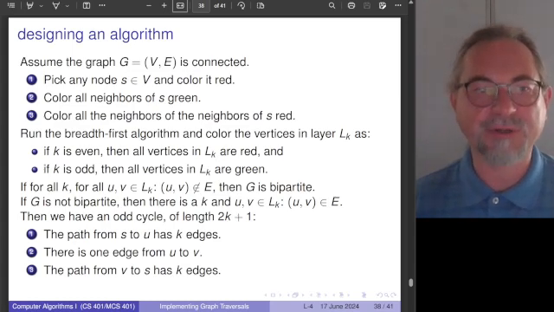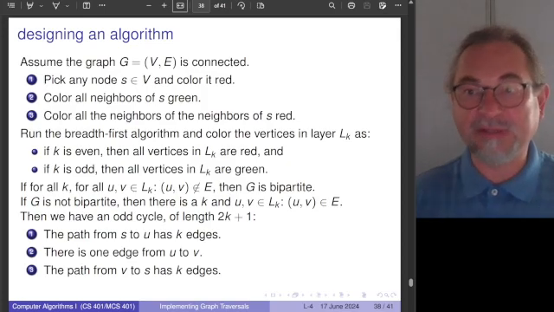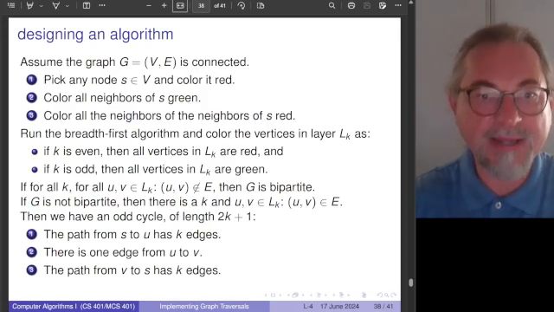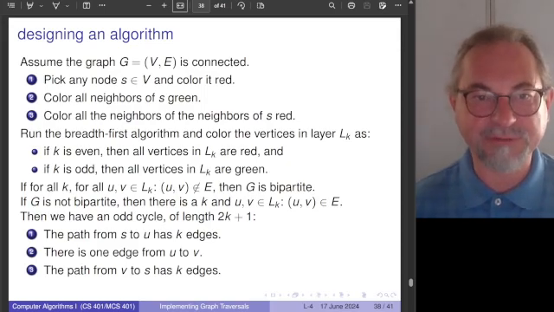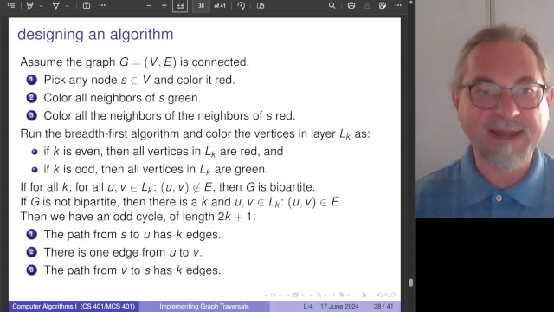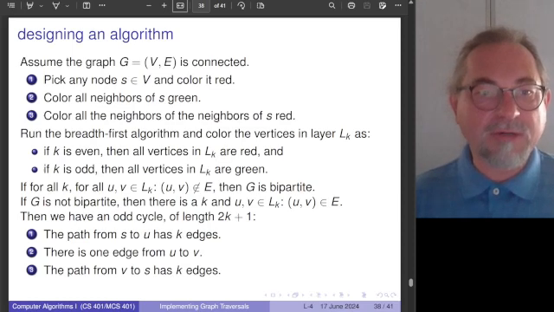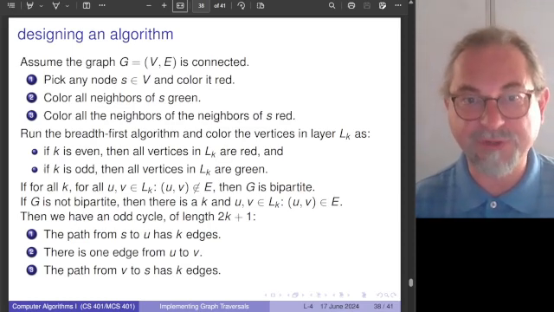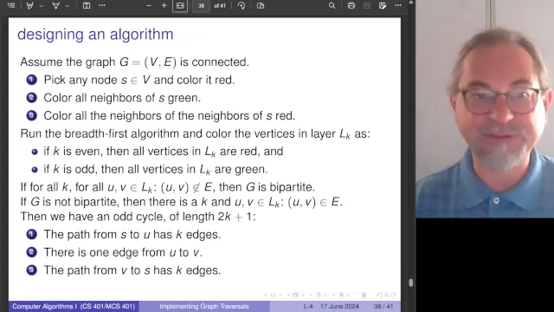At the neighbors, we color it green. The neighbors of the neighbors are again red. So you see that we are again doing the breadth first search algorithm, layering the vertices and coloring them. Okay, so I should actually say that a tree doesn't have any cycles, so a tree is naturally bipartite.